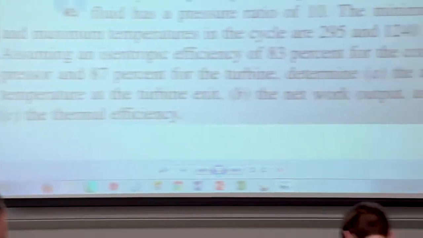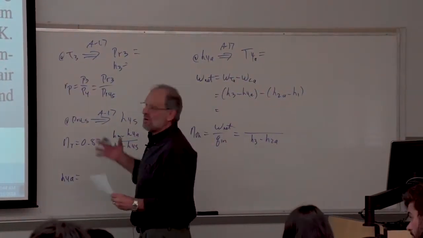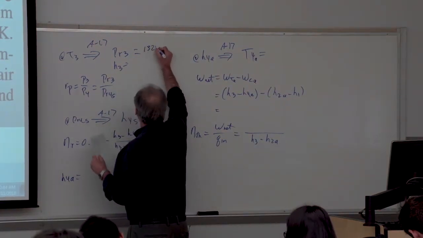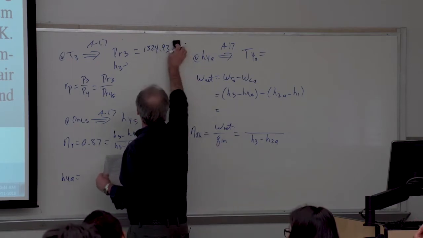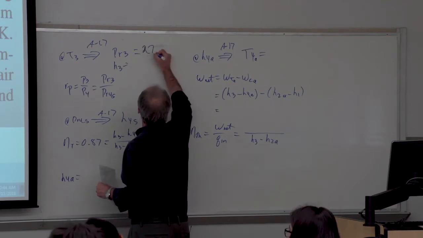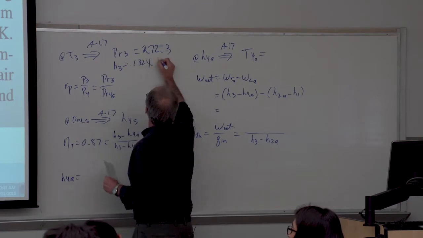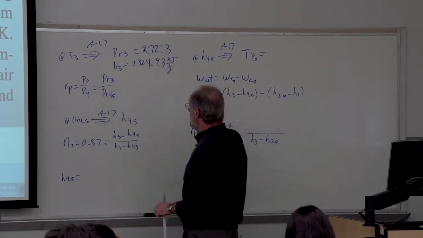And again, do the same thing from 3 to 4. So at point 3, we've got 1240 Kelvin. We go right into table A17. And we get 1324.93. Whoops, that's my enthalpy. The relative pressure is 272.3. The enthalpy is 1324.93 kilojoules per kilogram. Okay.